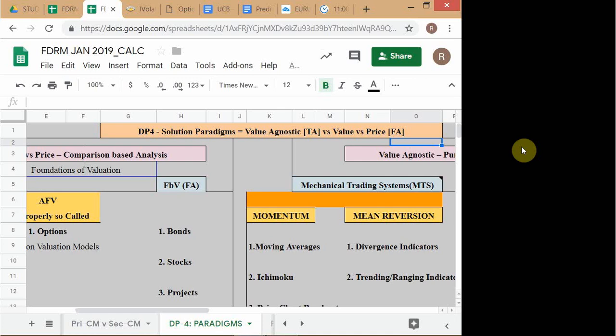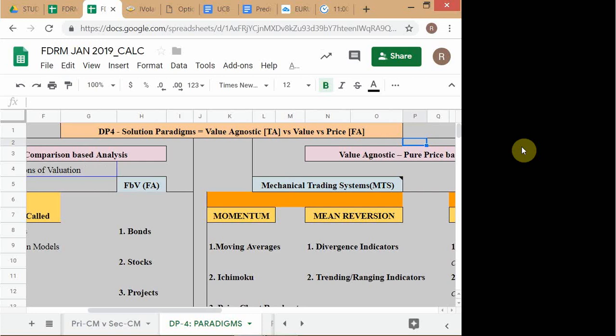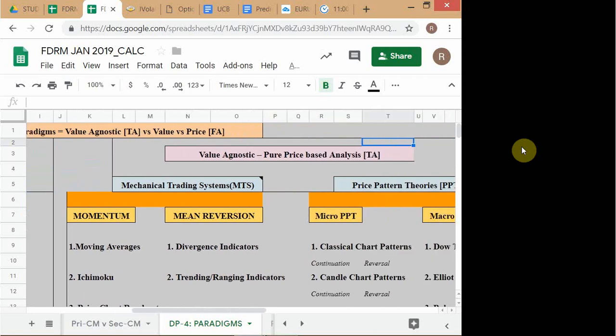Okay, what you have to be aware of as finance students is that there are two broad approaches to solving this buy-sell decision problem. It's a very important decision problem, although not the most important, but this is what most finance theory focuses on, the buy-sell decision problem. So let's look at this first distinction. There are two broad philosophical approaches to solving the buy-sell decision problem. One category is value agnostic.